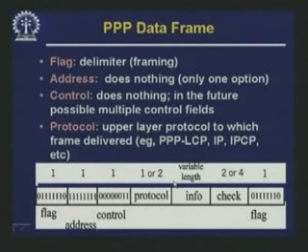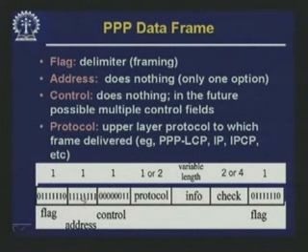So, now just look at this once again and see what it does. First one is this flag, 0 1 1 1 1 1 1 0. This is the flag which shows the beginning of the frame, and the same pattern shows the end of the frame. So, they are the delimiters for framing.